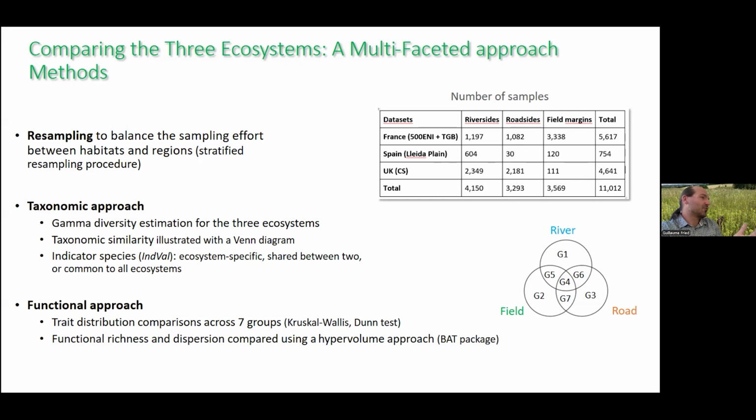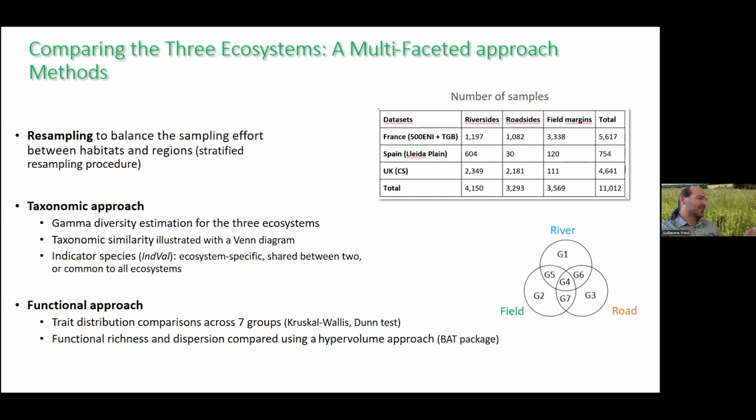So we can define 7 groups of species, 7 kinds of species pools. You have 3 groups that are specific to each habitat, so G1, G2, G3. You have groups of species that are shared between 2 of the 3 habitats, so G5, 6, and 7. And finally, you have the most generalist species, G4, that are shared between all the 3 ecosystems.